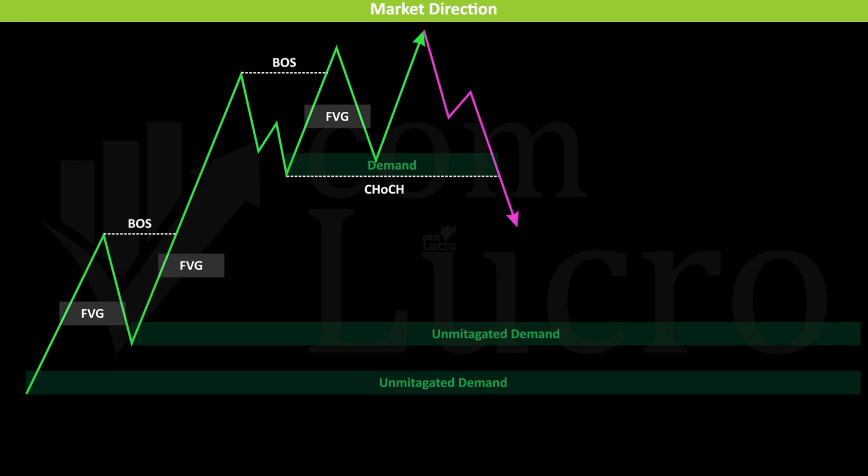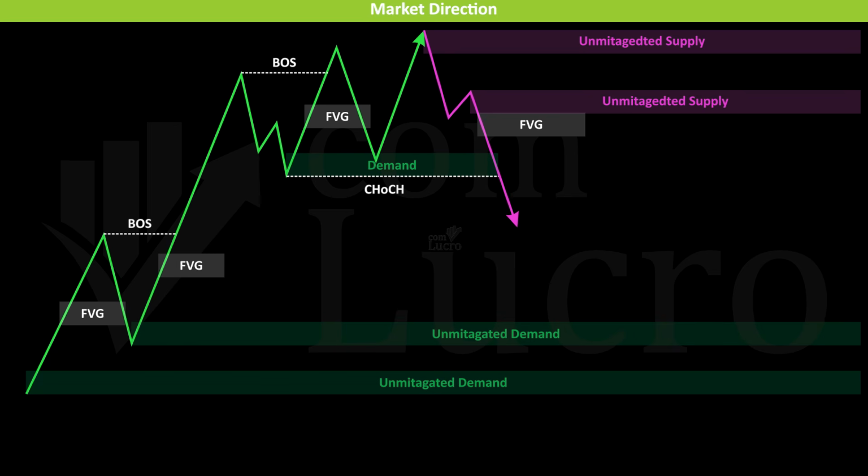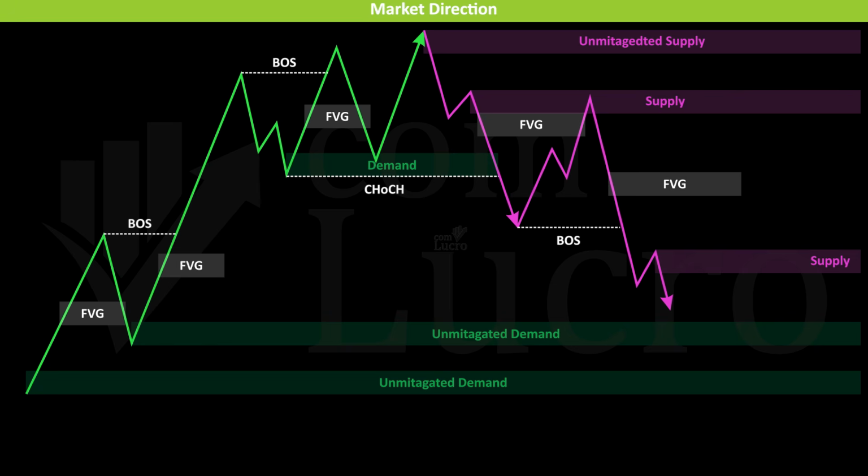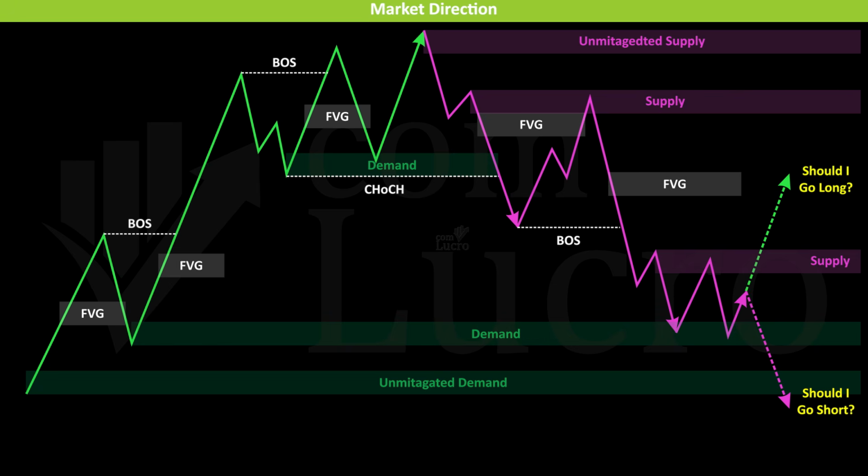This tells us two important things. First, supply has taken control over demand. Second, a new valid supply zone has been created. From there, price continues moving lower, forming new supply zones until it reaches the next unmitigated demand zone.